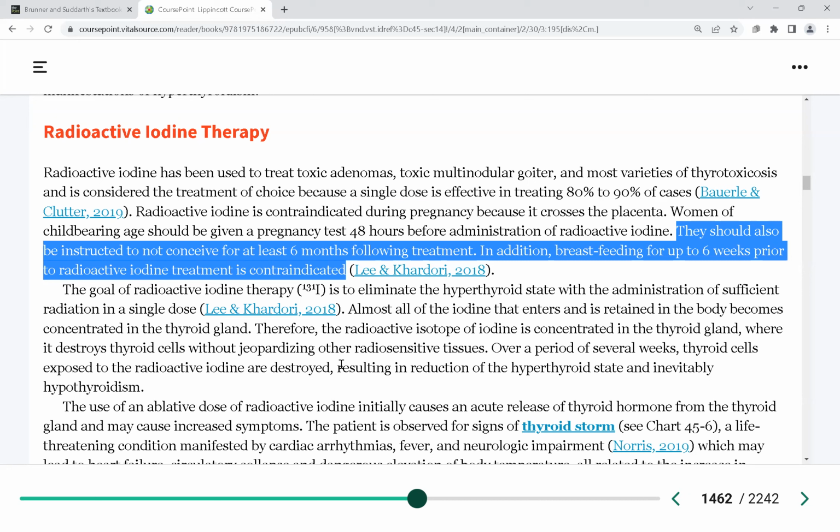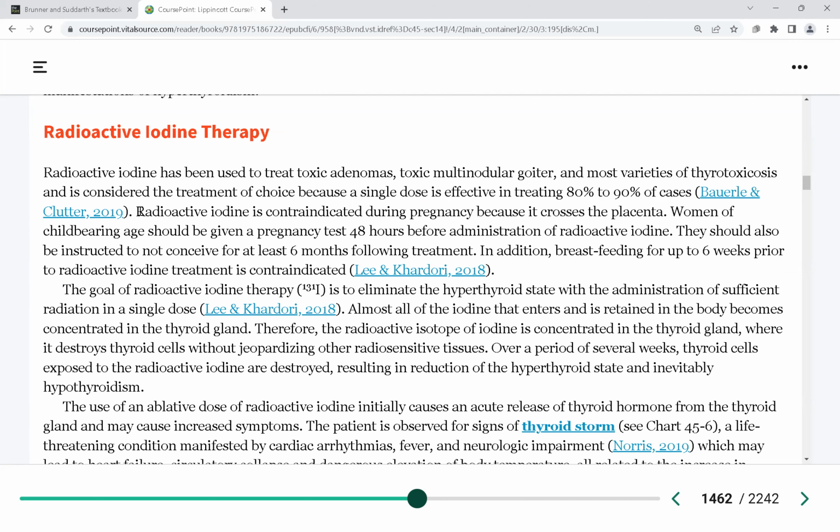Do we do birth control? Yes. Okay, that's what I want to hear. They can't get pregnant when they're receiving radioactive iodine. Are we clear? Yes. They cannot get pregnant, or I should say really, they should not get pregnant, because they can get pregnant even if they take this.